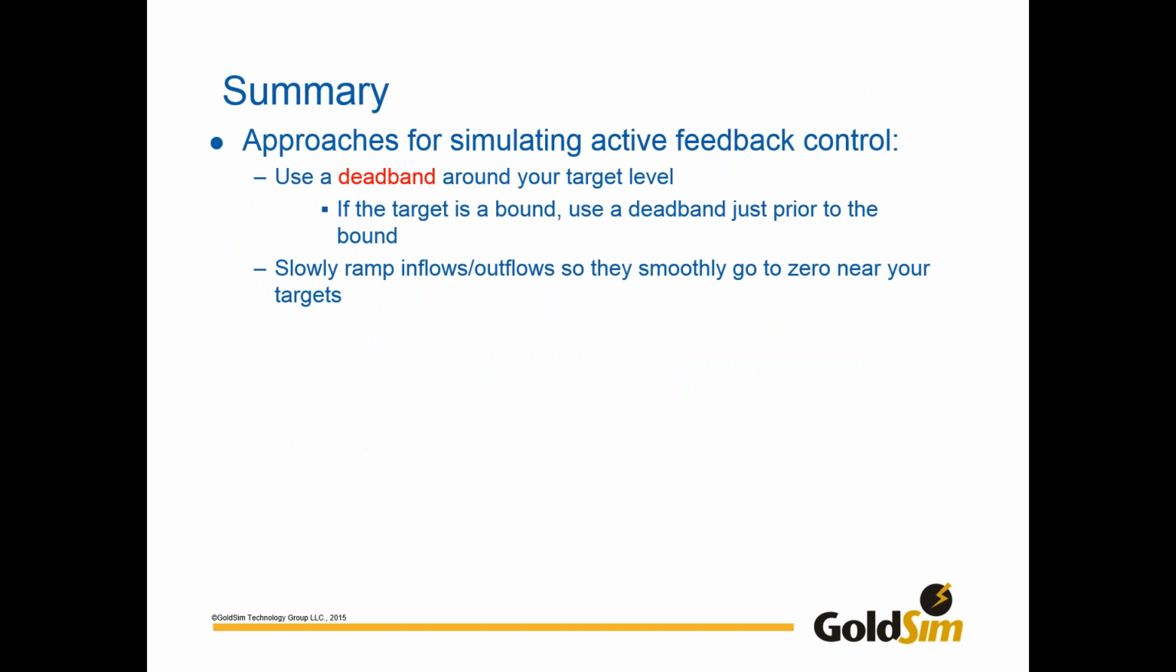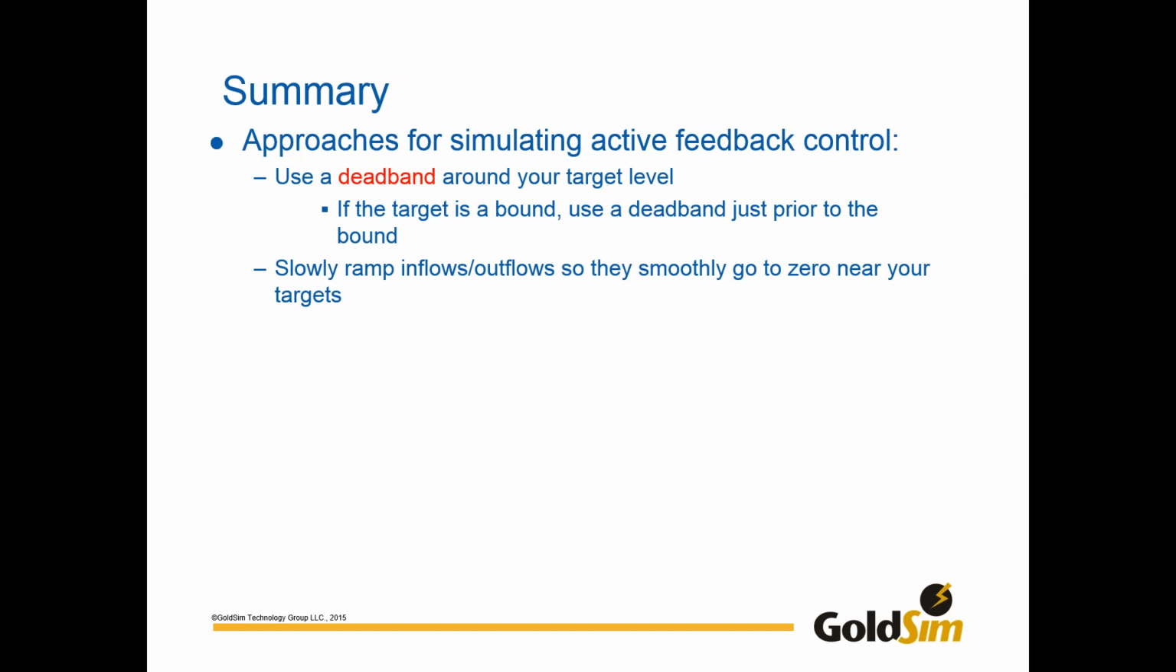Okay, so just to summarize what we covered here, very simple stuff. What we've talked about is not complicated. The two things I want you to take home here is, if you want to simulate active feedback control to control a level in a reservoir, use a deadband around your target level. If your target is at your lower bound or upper bound, use the deadband just prior to it, so you don't get to it, because otherwise we're going to start to get oscillations.